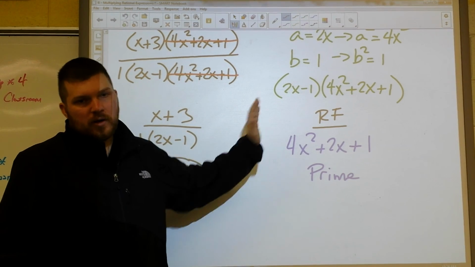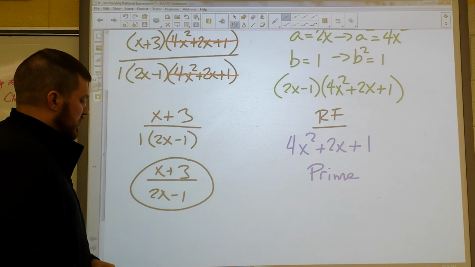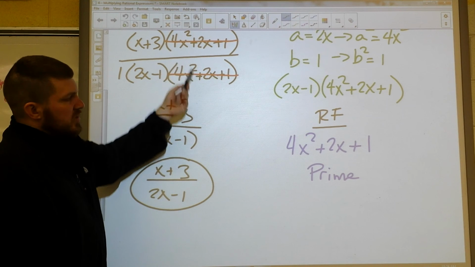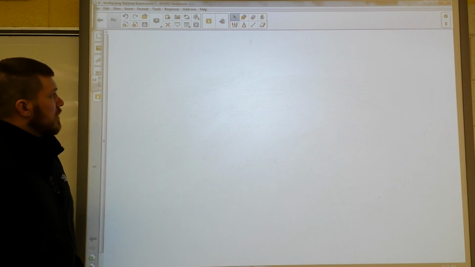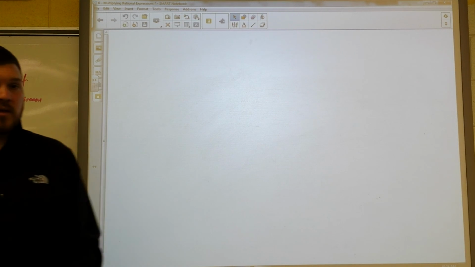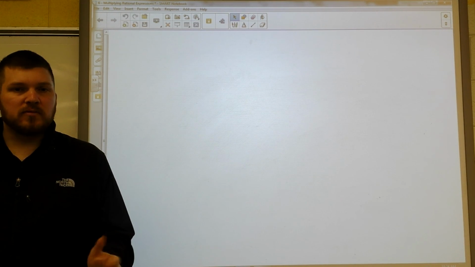Again, be very organized with your scratch work. That's the key to success with these types of problems. Also, look for identical pieces, top and bottom, cancel out where you can. And that's it for this video. Multiplying is not that hard. Lots of scratch work, but if you stick with it, you can get it.